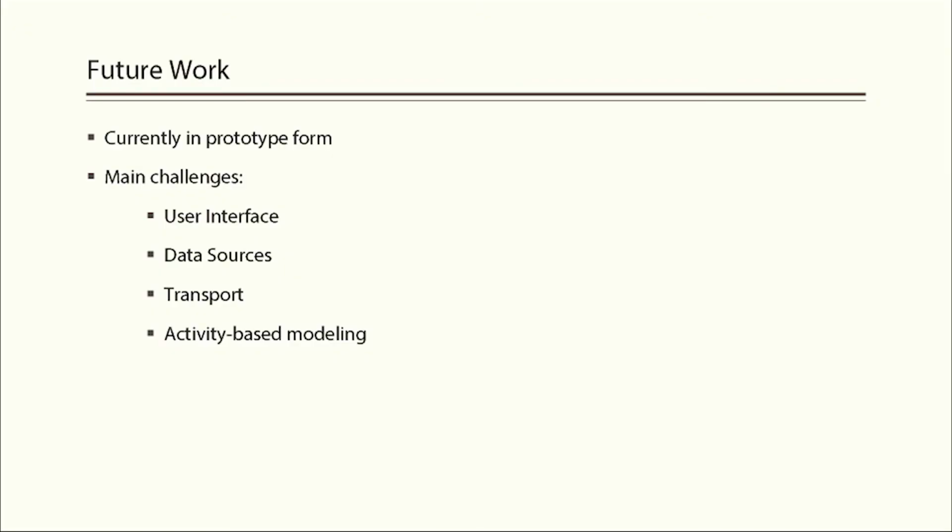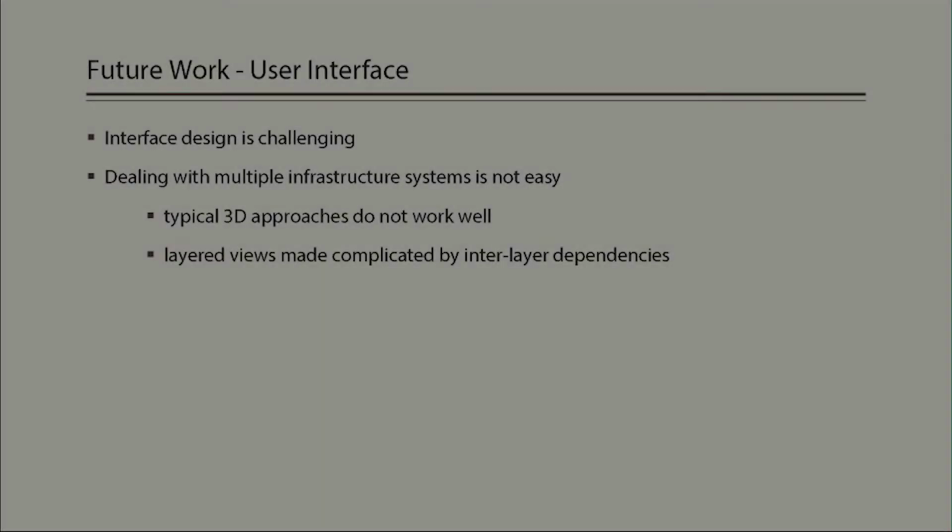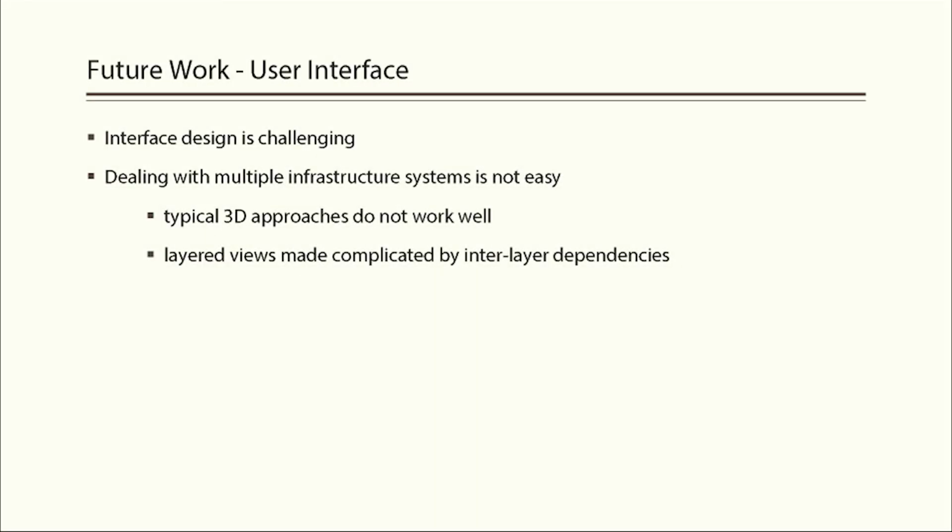There are many opportunities for future research. Let's talk about four: user interface issues, data sources, transportation modeling, and activity-based modeling. User interface work is pressing. The presence of multiple interlocking infrastructure systems makes it difficult to create a clean method of visualization. Our initial use of 3D graphics seemed to hinder more than help, as it's confusing to keep track of all the different layers in a 3D perspective.